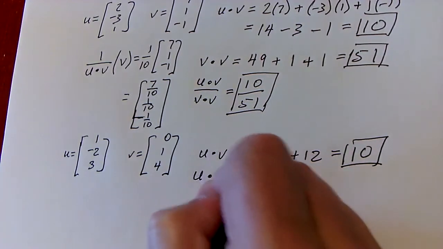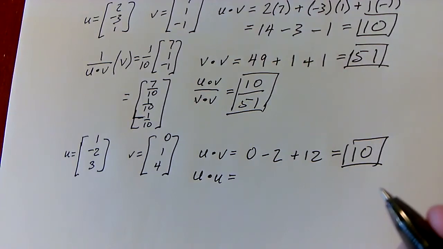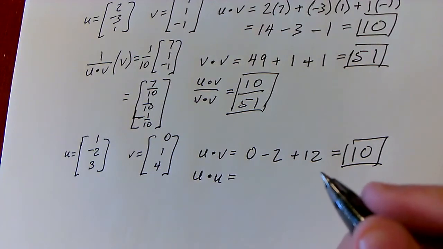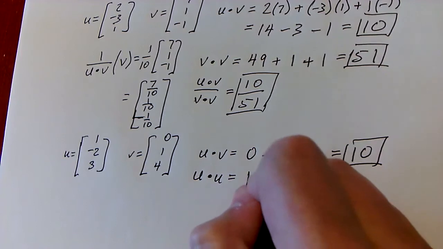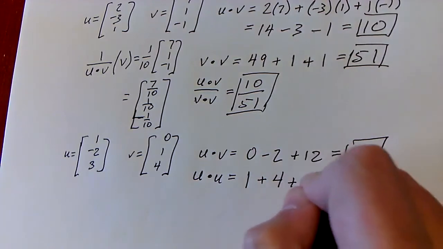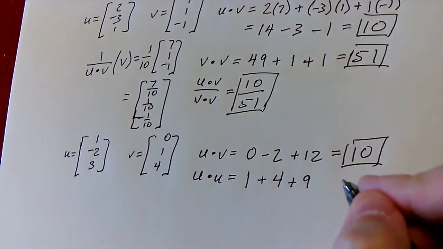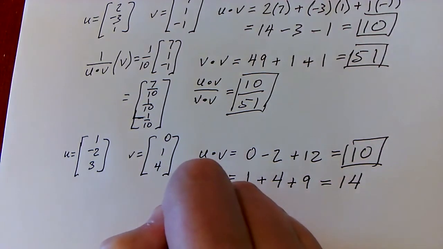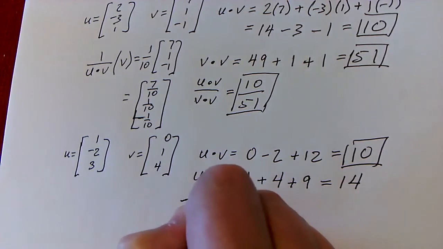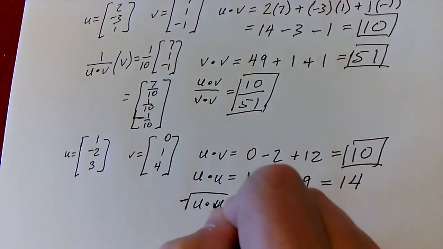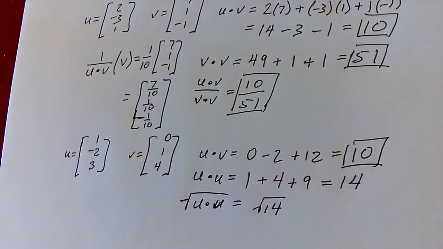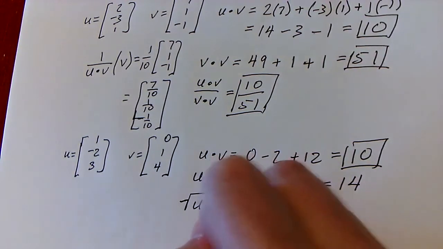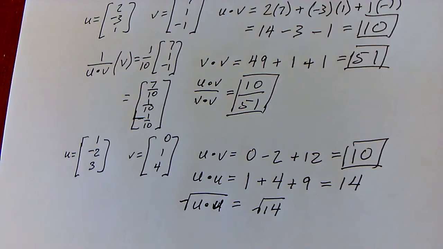Let's do U dot U this time. So I'm going to have 1 times 1 is 1. Negative 2 times negative 2 is 4. 3 times 3 is 9. So I've got 14 when I add those together. Maybe this time we'll also do the square root of U dot U. So I already found the 14, so under the square root it is the square root of 14. So you do that dot product, find the real number, and do whatever corresponding operations you are asked to do with that.